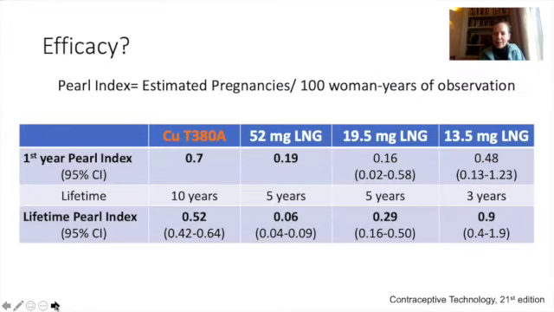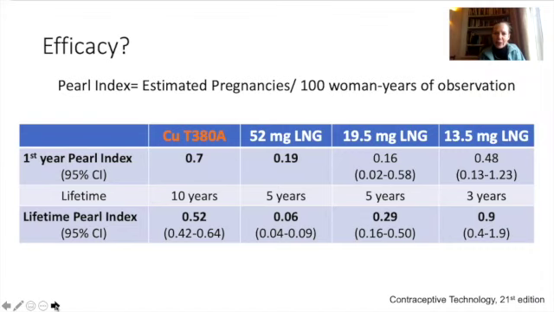So perhaps the biggest question for many women is how well does it work? And what we have on this slide is data on efficacy as measured with the Pearl Index, which is the number of estimated pregnancies seen per 100 woman years of observation. Our colleague James Trussell would want us to think carefully about the ways in which that estimate may change based on the study design that was used.